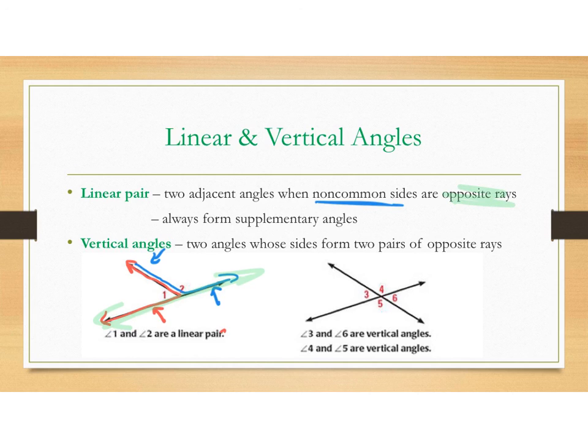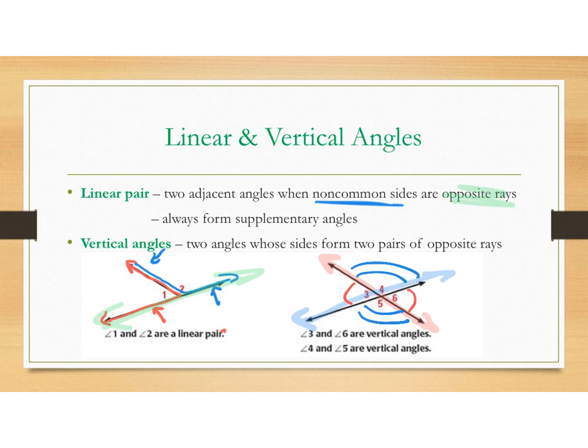Now vertical angles, generally you're going to have two lines. They're going to intersect, forming an X. And then they form pairs of vertical angles. The vertical angles here would be angle 3 is vertical to angle 6, and angle 4 is vertical to angle 5.